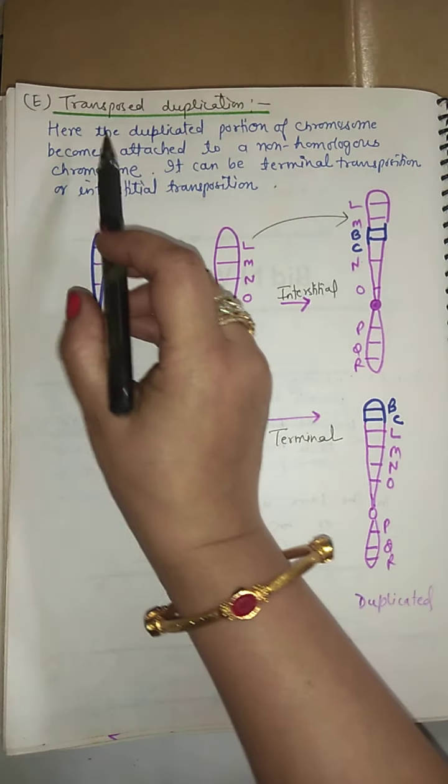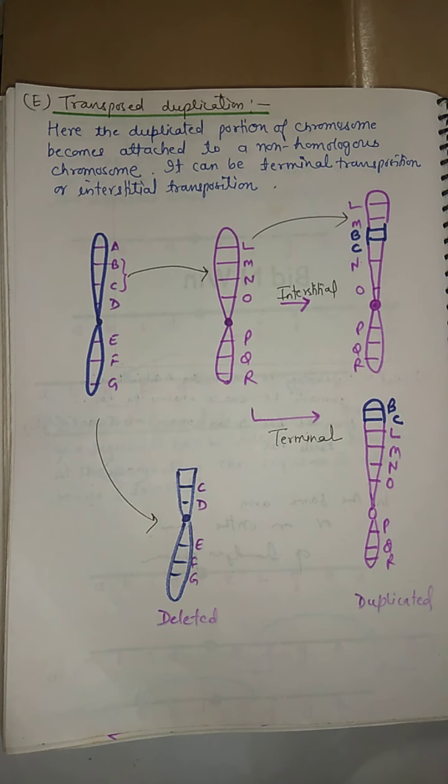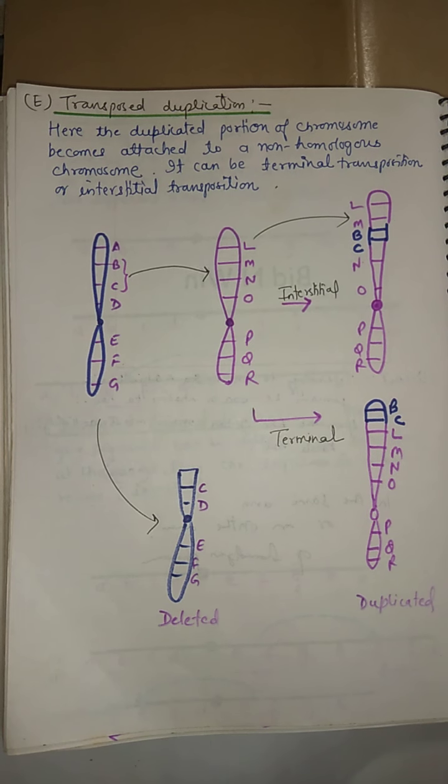The fifth category is transposed duplication. It is an example of interchromosomal duplication. Here the duplication of the chromosome is found between the non-homologous chromosomes. Here the duplicated portion of chromosome becomes attached to a non-homologous chromosome. It can be either terminal transposition or interstitial transposition.